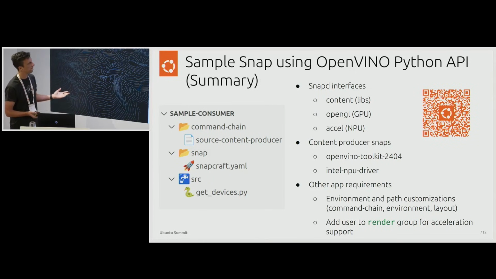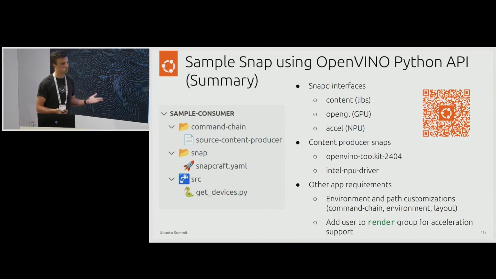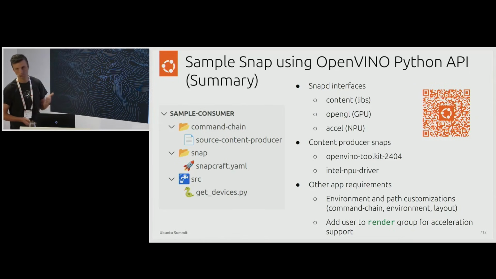And just to summarize, we talked about some different snap interfaces that are pretty essential to get OpenVINO-powered applications to work: the content interface, OpenGL, and Excel. There's a couple of very important content producer snaps that we have already created and are available for you to consume. The first being OpenVINO Toolkit 2404, the second being the Intel NPU driver. And then there's some miscellaneous details around things like environment setup, command chains, layouts that I also discussed.